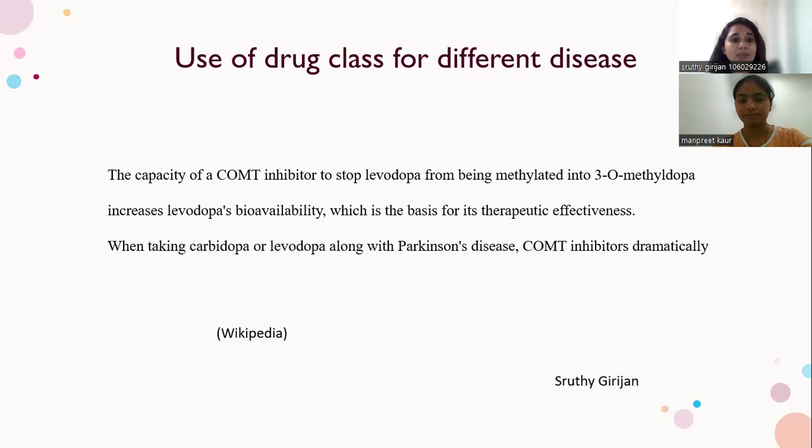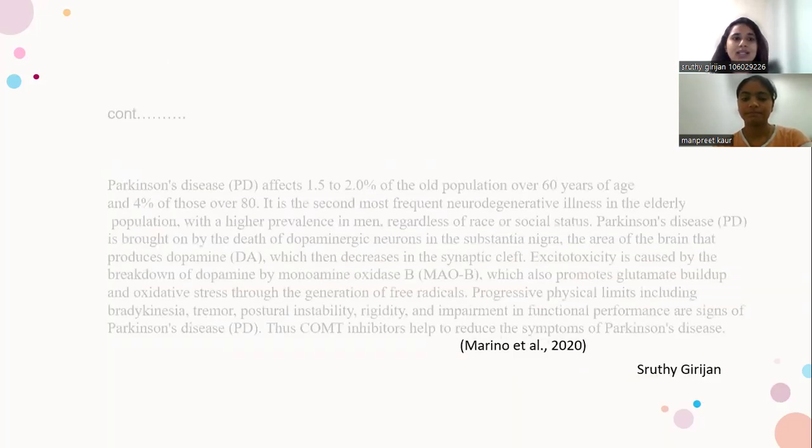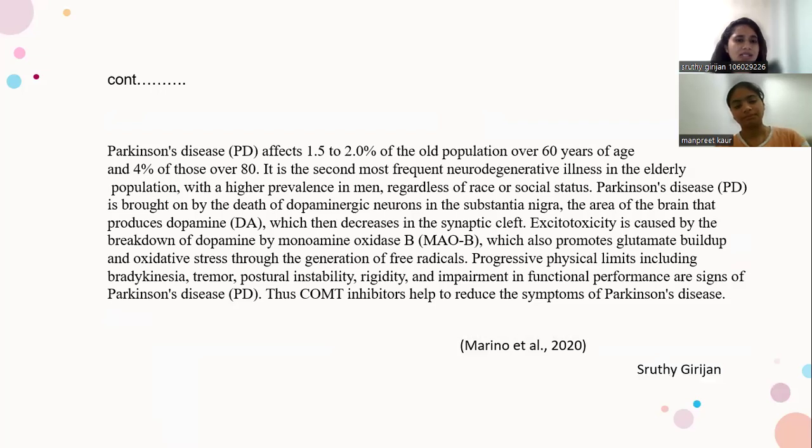This will enable levodopa's bioavailability in our body. This is the therapeutic effectiveness of the drug. While taking carbidopa or levodopa along with it in Parkinson's disease, COMT inhibitors dramatically reduce off time. So that's a use of the drug for Parkinson's disease. Next, Parkinson's disease, called PD, affects around 1.5 to 2 percent of the population over 60 years of age and 4 percent of those over 80 years of age.